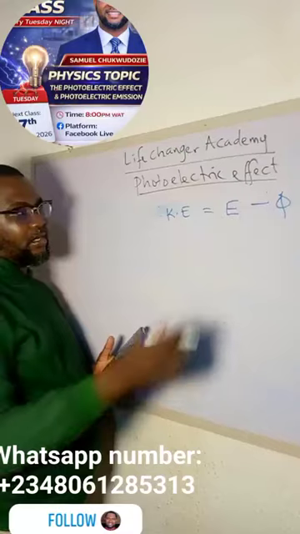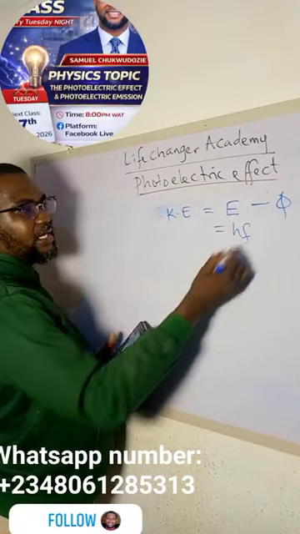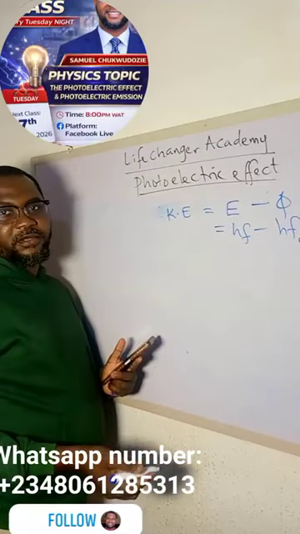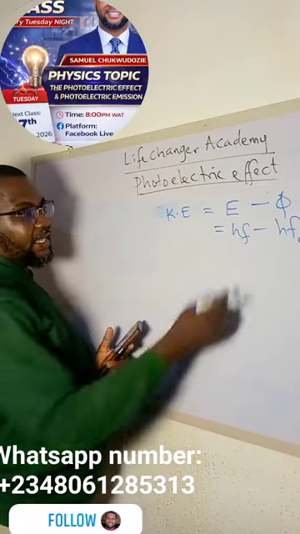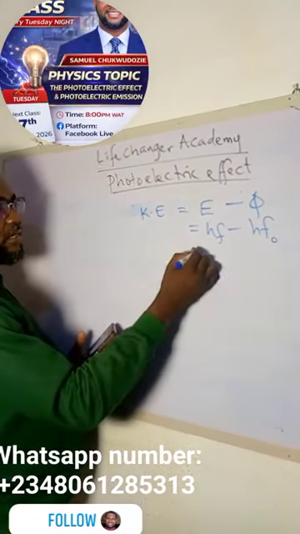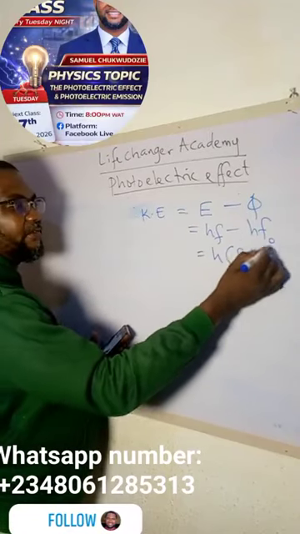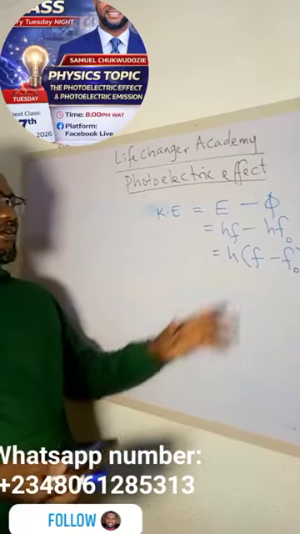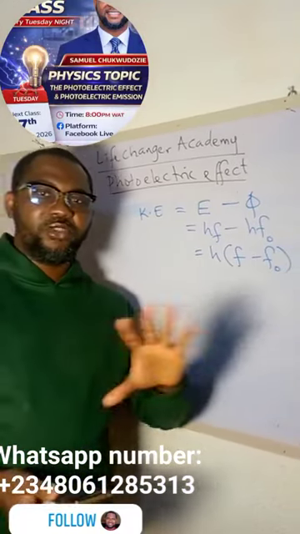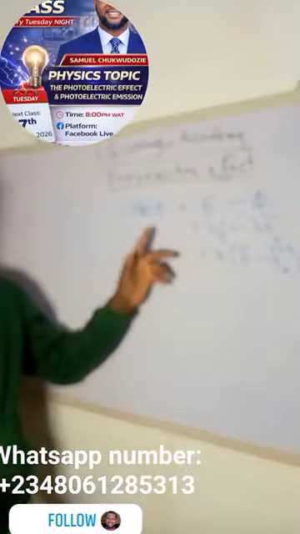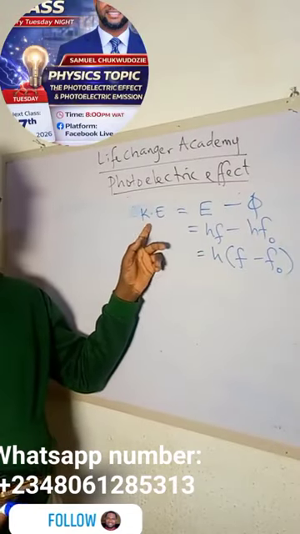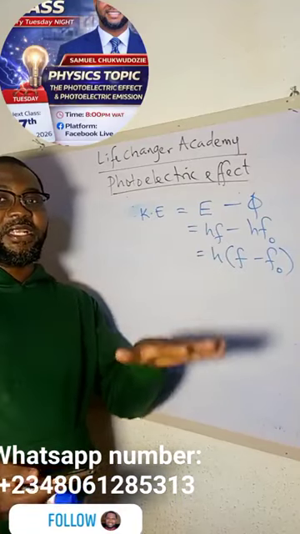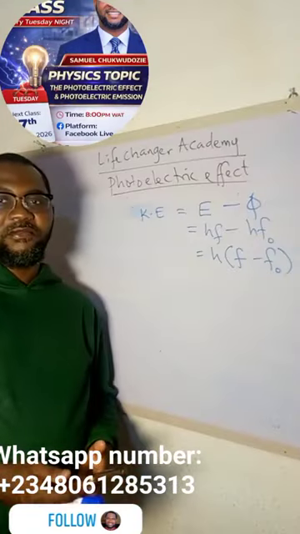As simple as that. I can write it as, this one now is written as HF, and this is written as HF naught, the same thing. If I like, I can factorize, H is common. I can factorize H, then we have F minus F naught left. We can even manipulate further, but I don't want to bore you with that. All you should know for now is that the kinetic energy is the difference between the energy of the incident light and the work function.